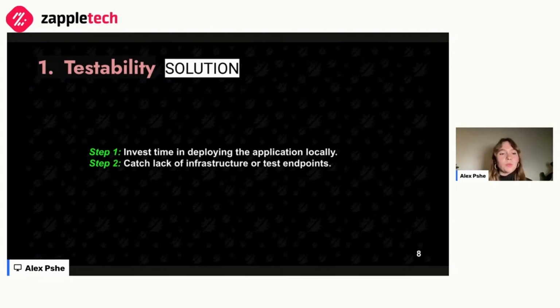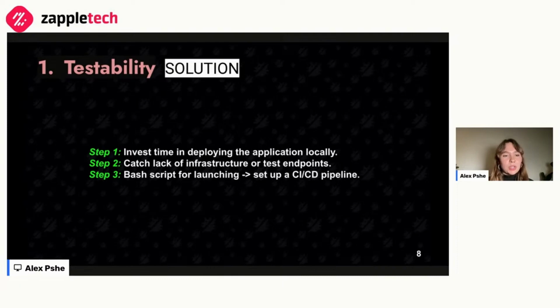After that, we will catch the lack of infrastructure or test endpoints. For example, here and here we can set up data only manually, and of course, in this case, we cannot automate it. So we should create new test endpoints. We should ask developers to add some additional information in the code for testing purposes. And as a final step, a bash script for launching. So we set up a CI/CD pipeline with this bash script after. So it's our first problem and what we should do with it.